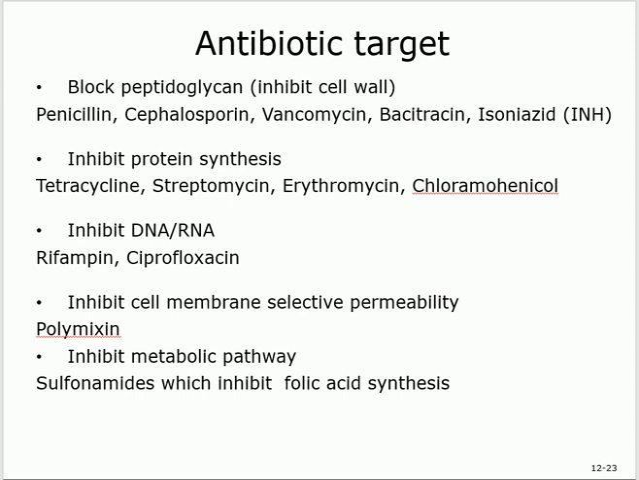Sulfonamides, we usually call it sulfa. It's called sulfonamides. Sulfonamides inhibit a metabolic pathway. Which pathway? Folic acid synthesis. So again, this is an extra slide. I put it there to summarize what you have to know, but you have to memorize it anyway.